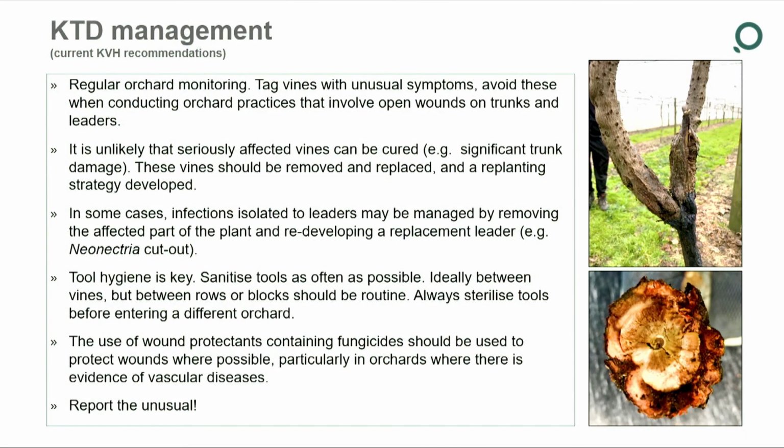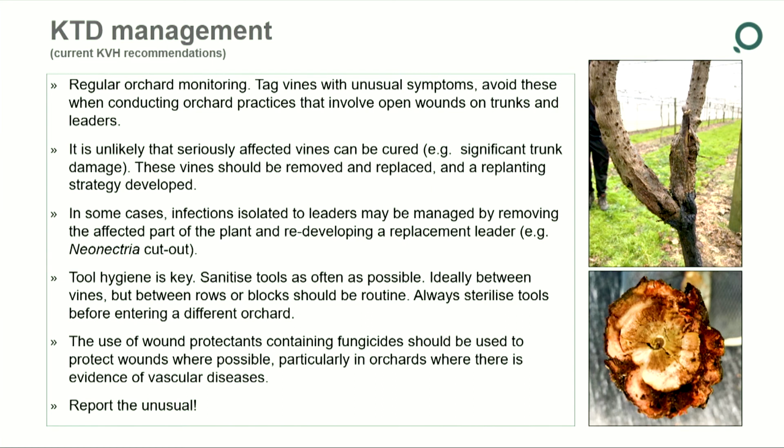Moving on to what to do about these things, kiwifruit trunk disease management. Not a lot is known, but this is the current KVH recommendations. Regular orchard monitoring. So vines with unusual symptoms should be tagged and avoided when you're conducting orchard practices that involve open wounds. It is unlikely that seriously affected vines can be cured. They've probably been infected years, if not a decade ago, with some of these pathogens. These vines should really be removed and replaced and a replanting strategy developed.